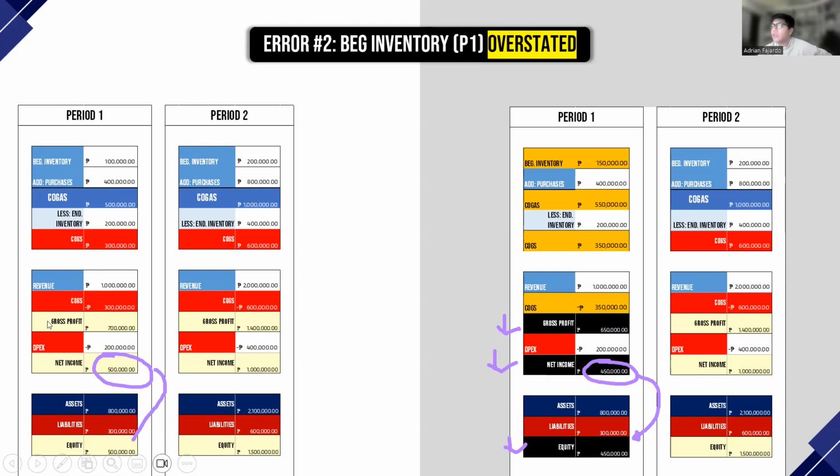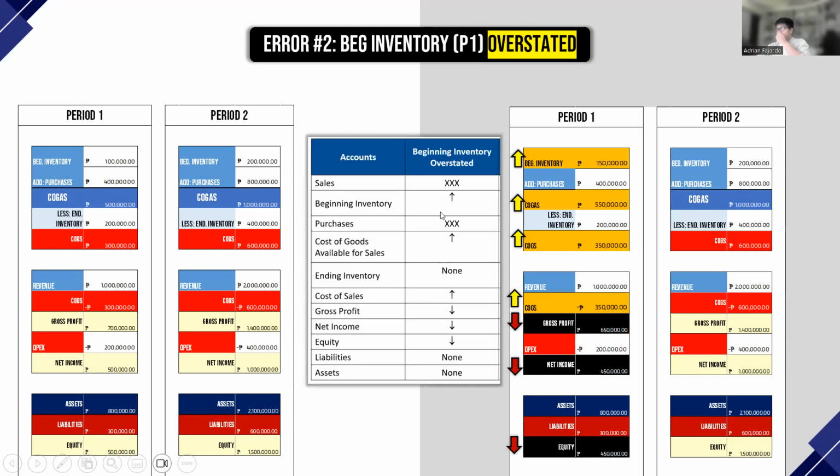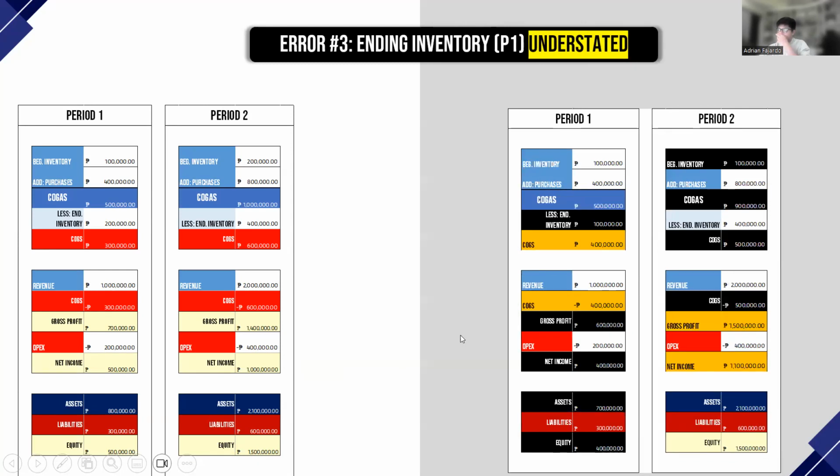And therefore, in summary, kapag ang error mo is beginning inventory is overstated in period 1, overstated si beginning inventory, overstated si cost of goods available for sale, overstated si COGS. Dahil overstated si COGS, revenue minus overstated COGS will give you an understated gross profit, an understated net income, and therefore an understated equity. So, kapag mataas si beginning inventory, mataas si COGS, mataas si cost of sales, and therefore bababa si gross profit, si net income, and si equity.